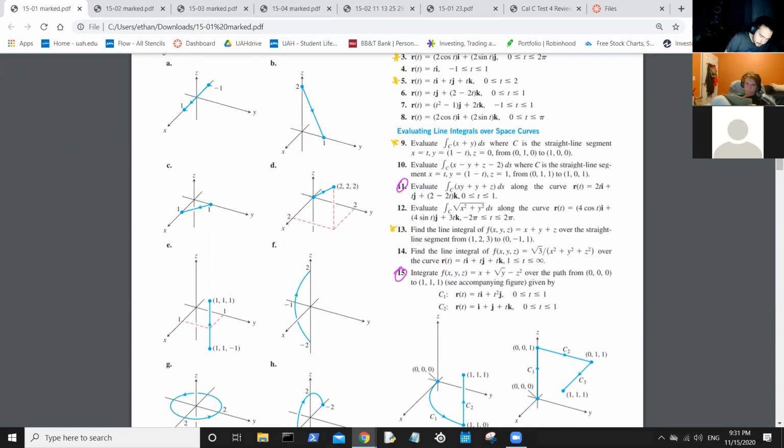So we're looking at x, y plus z. Okay, I figured it out. It's not the dot product, it's multiplying by the magnitude of v. Of r of t? V is the derivative of r.